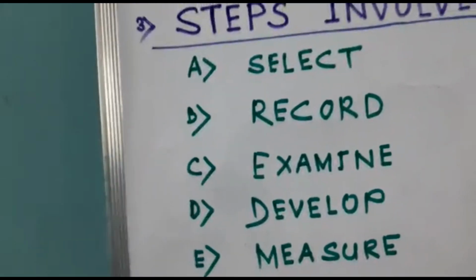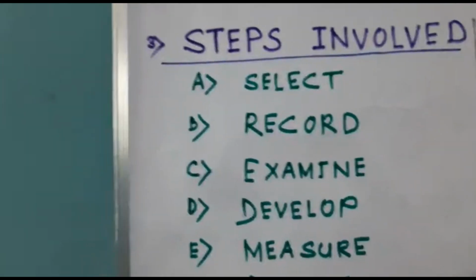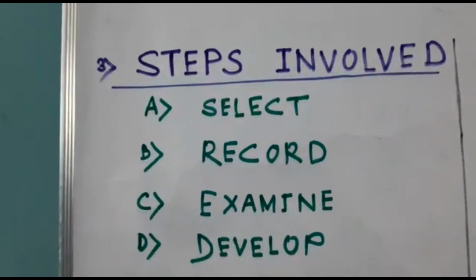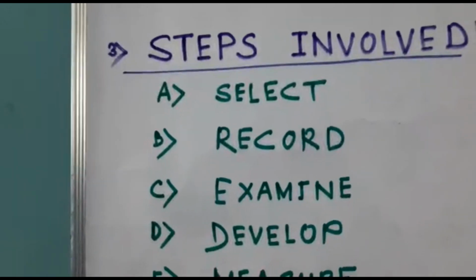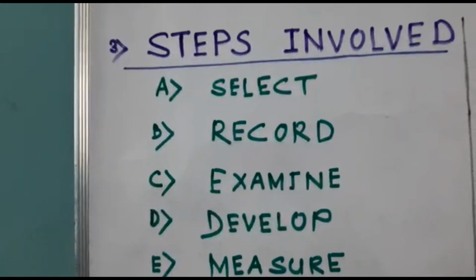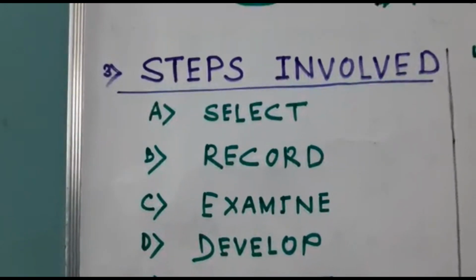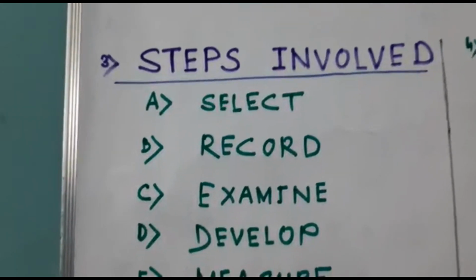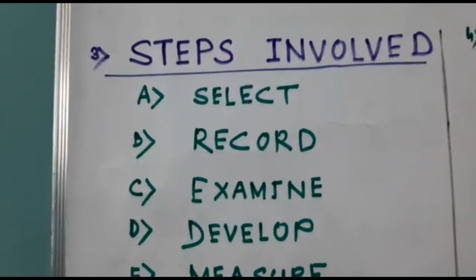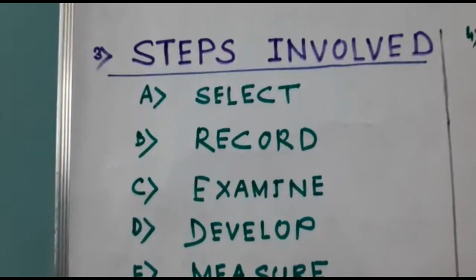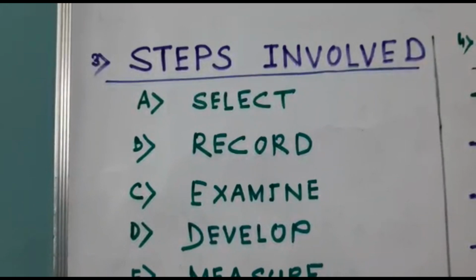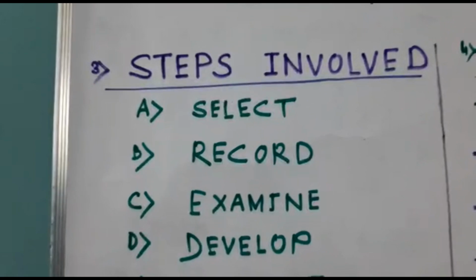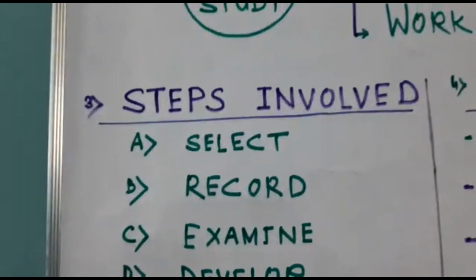Third step is examine. So the recorded way of doing the job is generally put in terms of a flow chart. In the flow chart, the industrial engineer tries to examine what are the activities which add value to the system and what are the activities which do not add any value to the system. That means he segregates between value added activities and non-value added activities so that the non-value added activities can be curtailed, and definitely that is going to decrease the time taken to do the job, and hence it will improve the efficiency of the system.